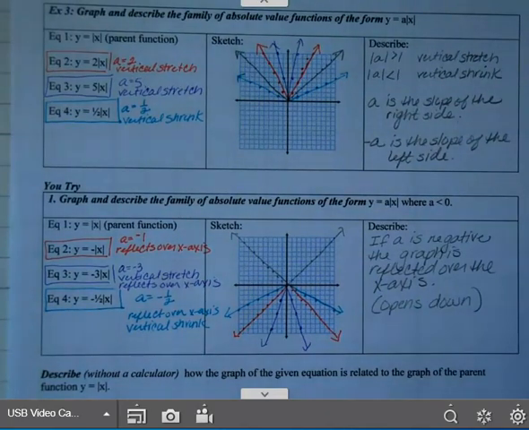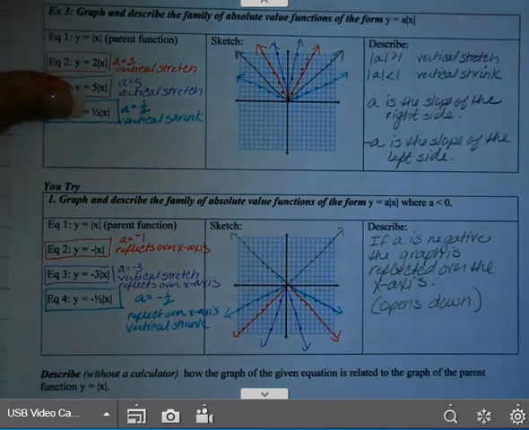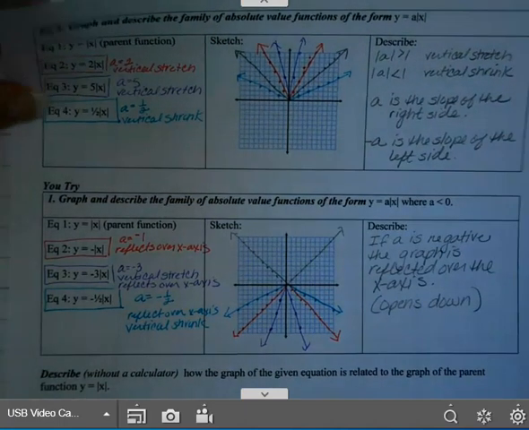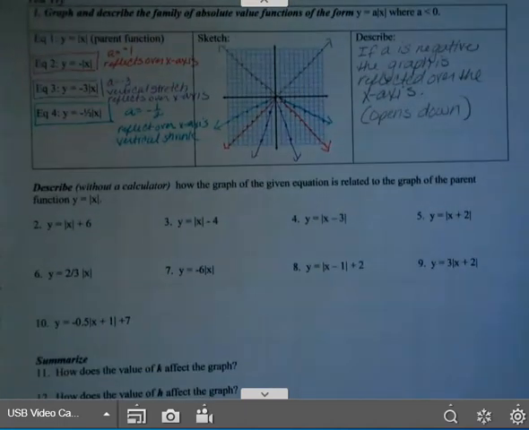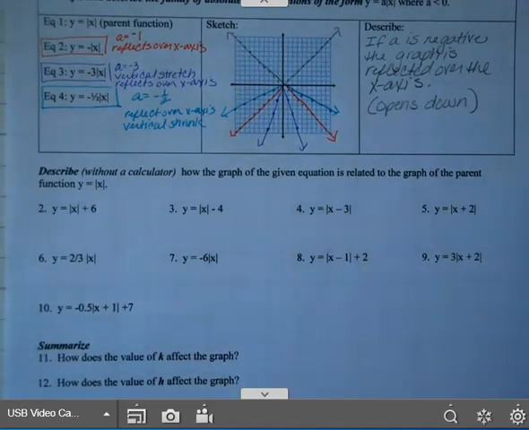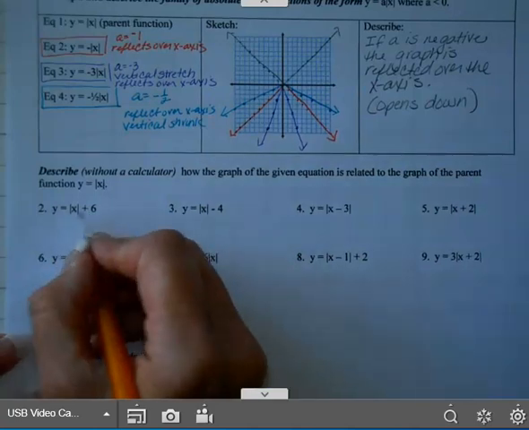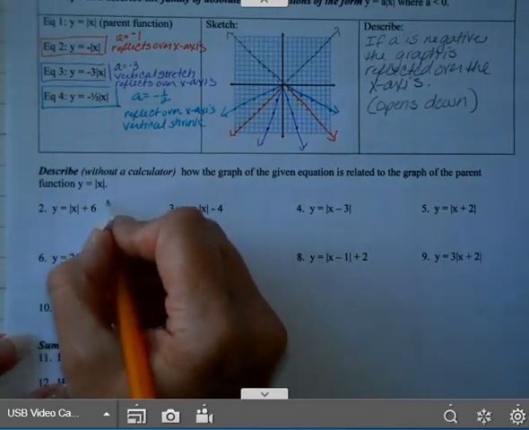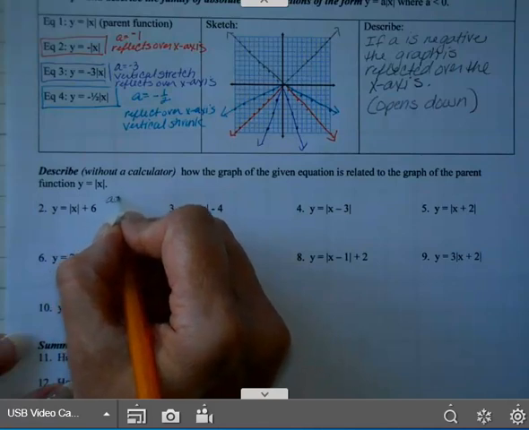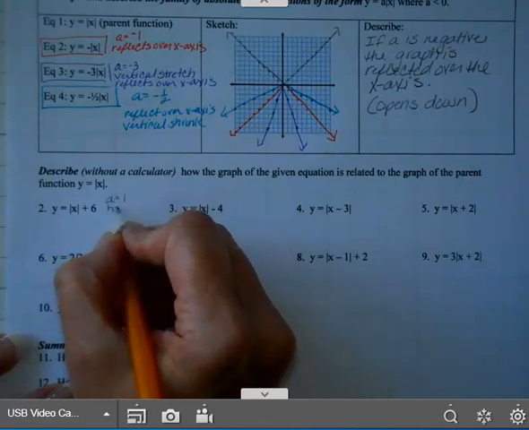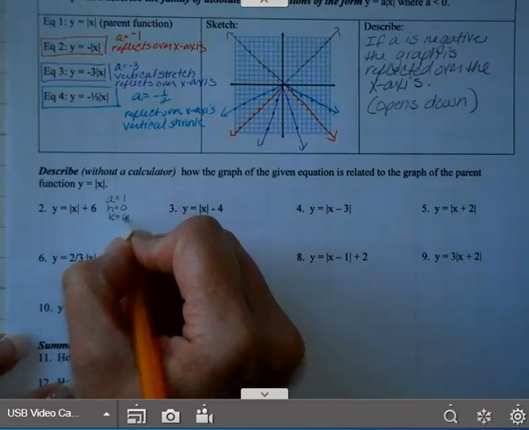Now, hopefully at this point, you've learned all the characteristics of the transformations on the parent function. So we don't need a calculator anymore to graph these. You can look at the graph, and you should be able to graph it without the calculator, as well as tell me what everything does. Okay, so for this one, A, H, and K, I think I'll even write A, H, and K. So on this one, A is 1, H is 0, K is 6.